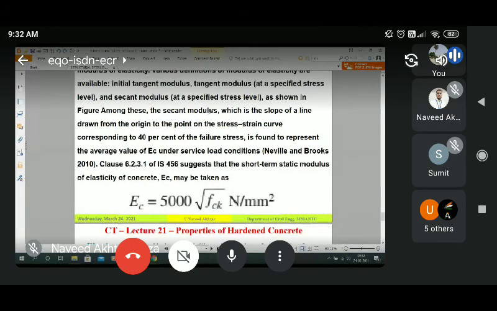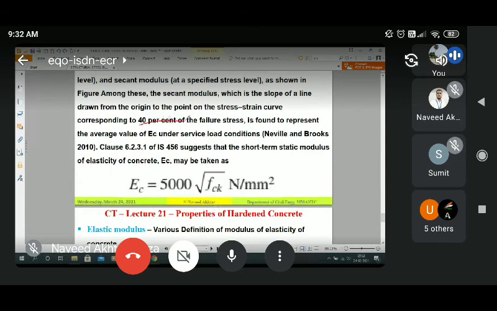The secant modulus, which is the slope of the line drawn from the origin to the point on the stress-strain curve corresponding to 40% of failure stress, is found to represent the average value of Ec, the modulus of elasticity, under service load or working load conditions only. This is also given by Neville and Brooks.